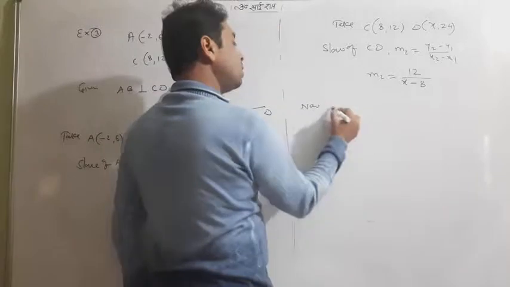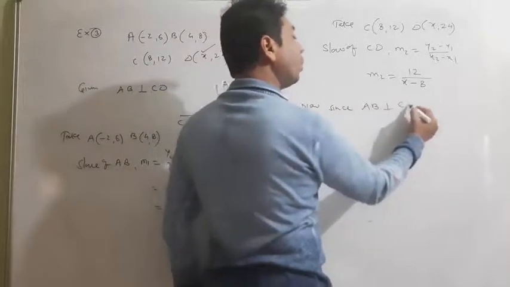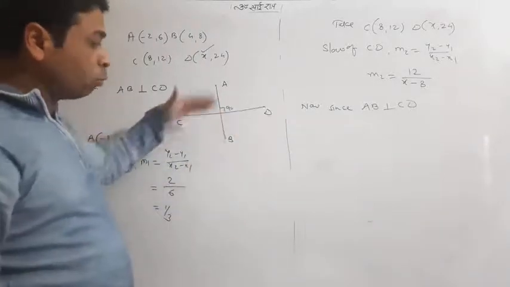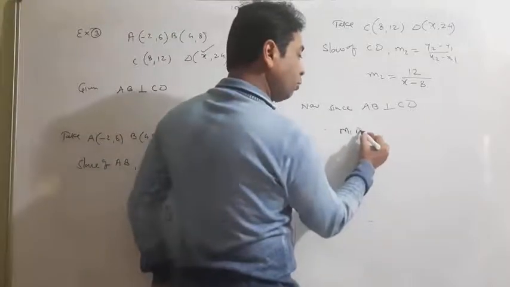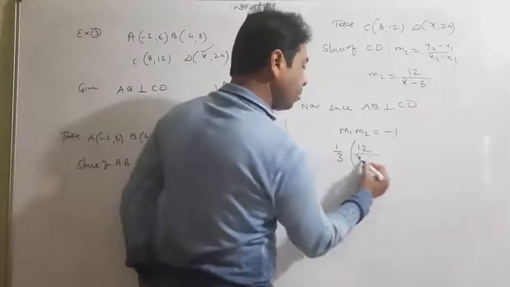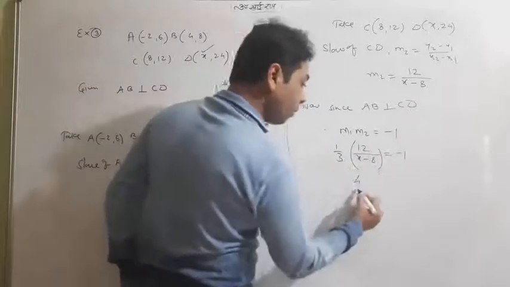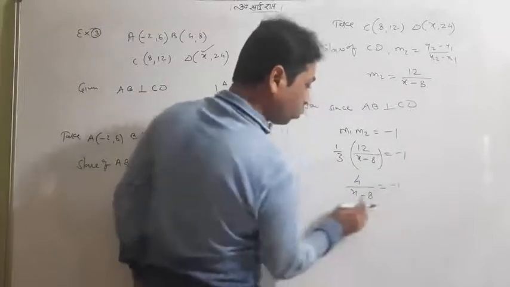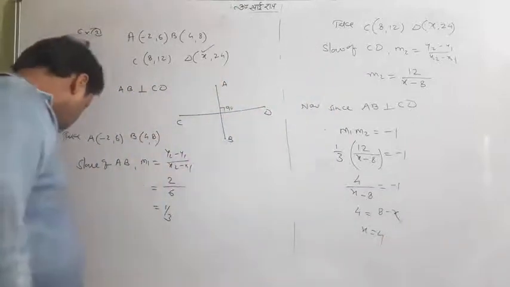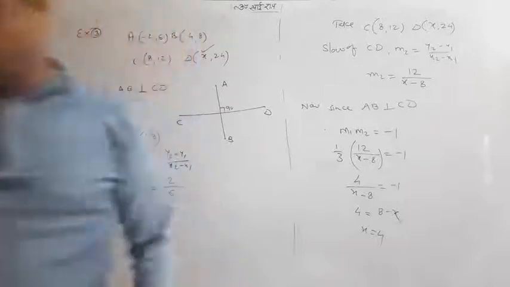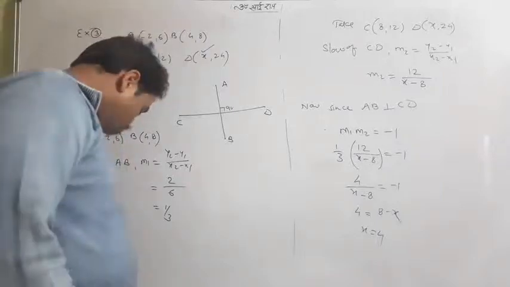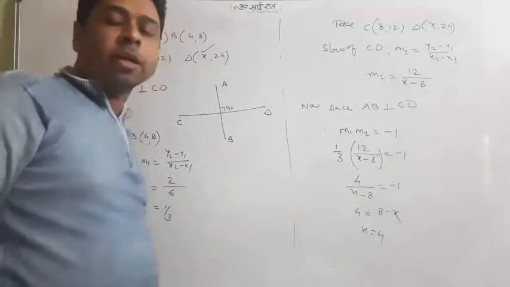Now, since lines are perpendicular, what will happen? The slope of AB is m1, the slope of CD is m2, lines are perpendicular. So m1 into m2 equal to minus 1. m1 is equal to 1 by 3 and m2 is 12 by x minus 8, equal to minus 1. 3 4s are 12. So 4 upon x minus 8 equal to minus 1. Do the cross multiplication. So it's going to be 8 minus x equal to 4. You got the answer. So students, we already have got all the concepts today, and I hope you can start exercise 10.1. Tomorrow we'll have a good class regarding the 10.1 exercise. Thank you.